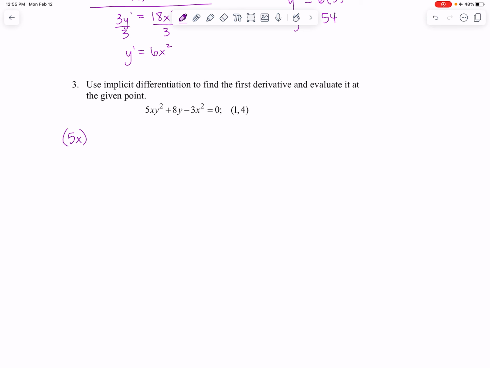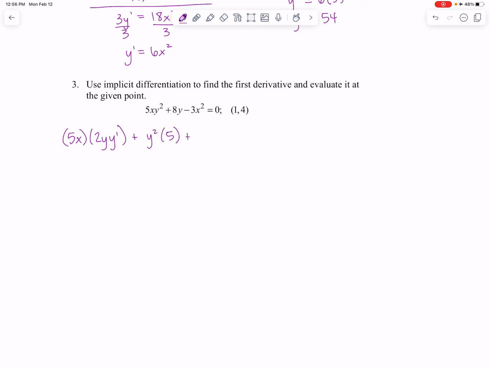So the derivative of y squared is going to be 2y, and we took the derivative of y, so y prime, plus the second times the derivative of the first. 5x is just going to be 5.